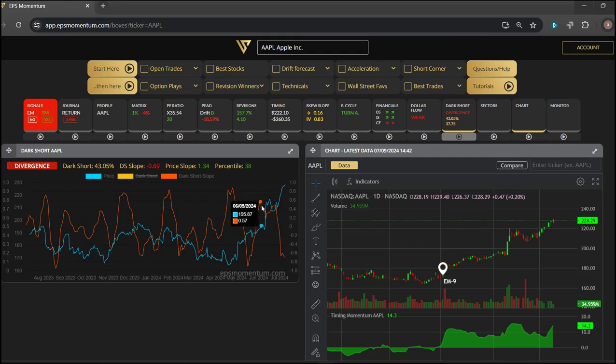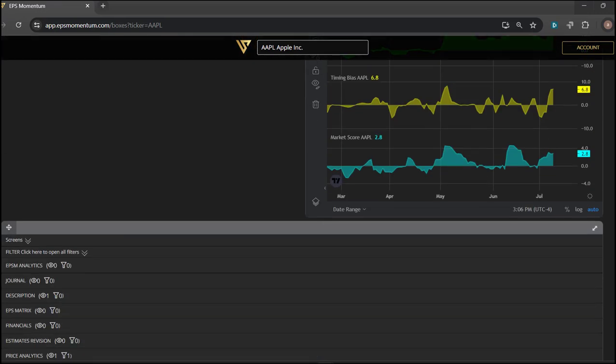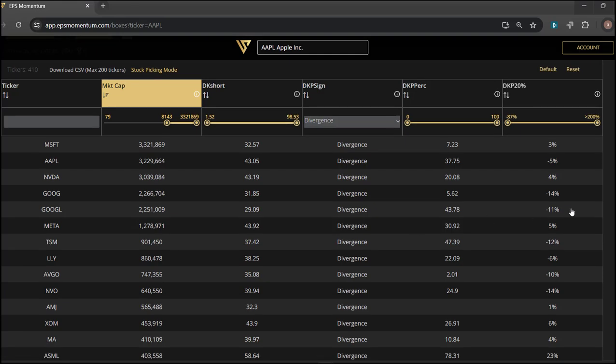So spotting the divergence is very, very powerful because it gives you a leading indicator of whether a stock is going to rally. So what does it say here? Well, it said that the dark short slope is heading down significantly. The price is very high up and maybe in exhaustion, right? So maybe there's a correction coming. So very, very useful flag to use in the screener.